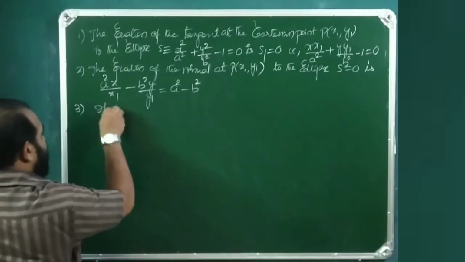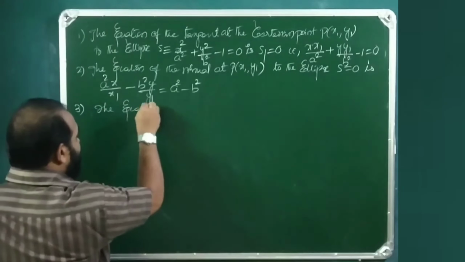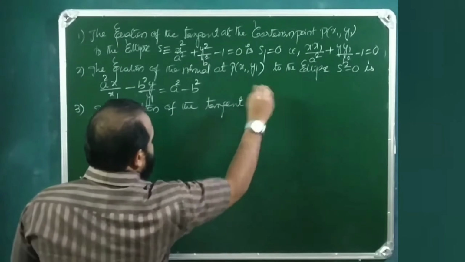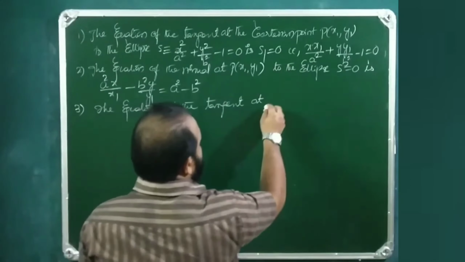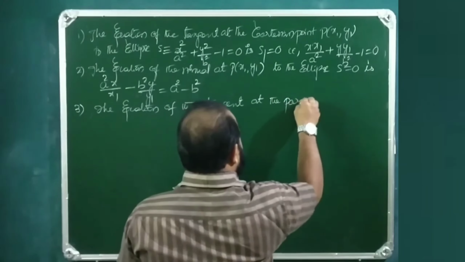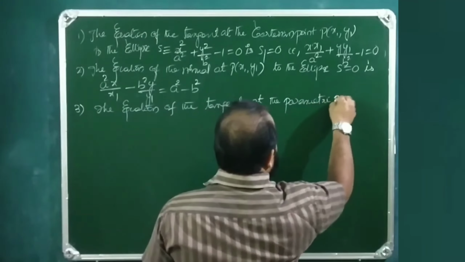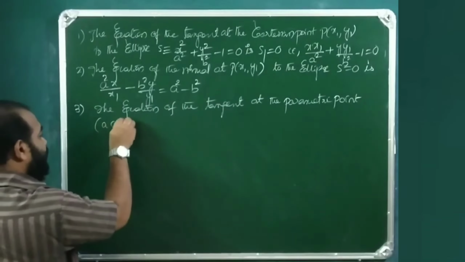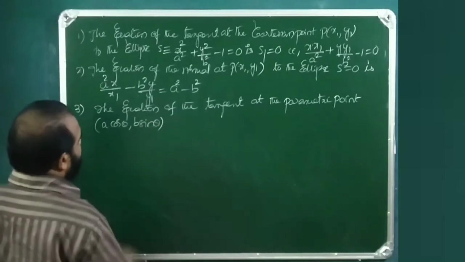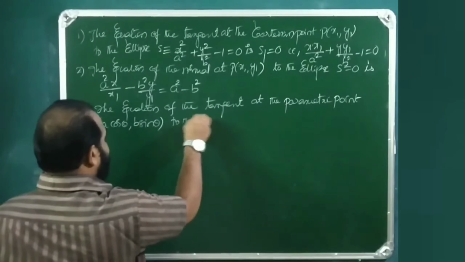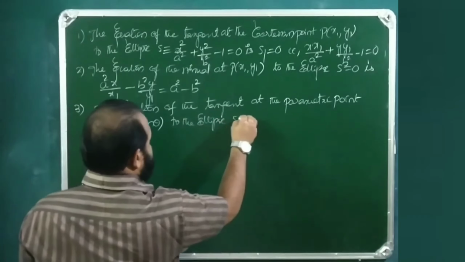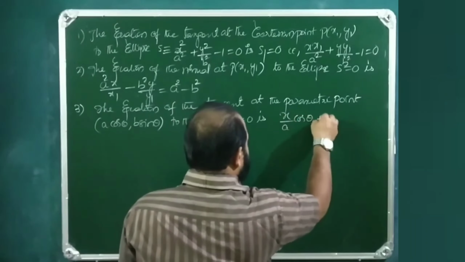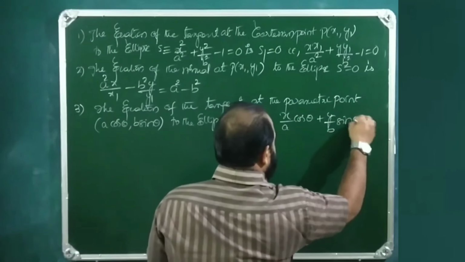Now the equation of the tangent at the parametric point. What is the parametric point of the ellipse? (a cos theta, b sin theta). To the ellipse S equals 0, it is x by a cos theta plus y by b sin theta equals 1.